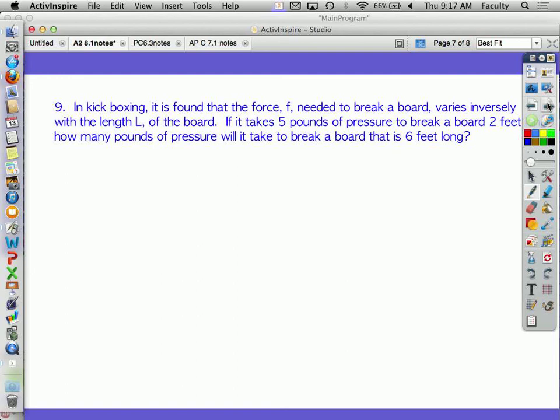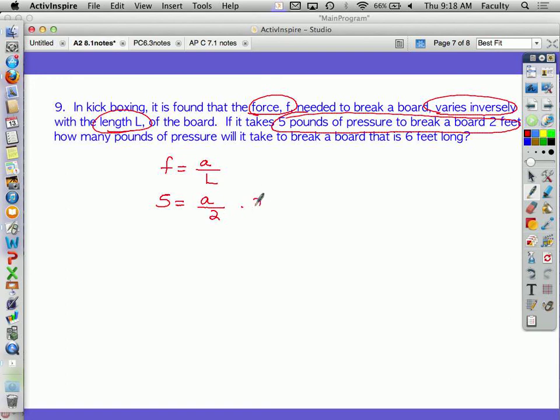So again, what I like to do is, it says the force varies inversely with the length. So you can circle, underline, you're looking for those key words. So the force varies inversely with the length. Now, it's always going to give me a pair of quantities together so that the only thing missing is the A. So it takes 5 pounds of pressure, that's the force, and the length is 2. So I multiply both sides by 2, and A is 10.